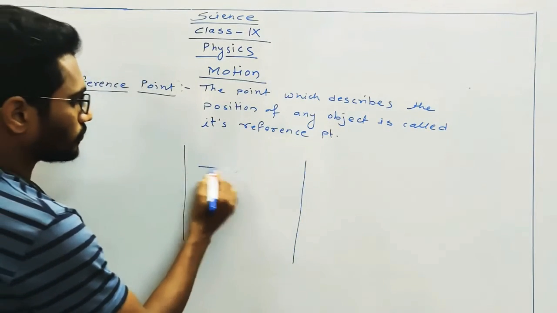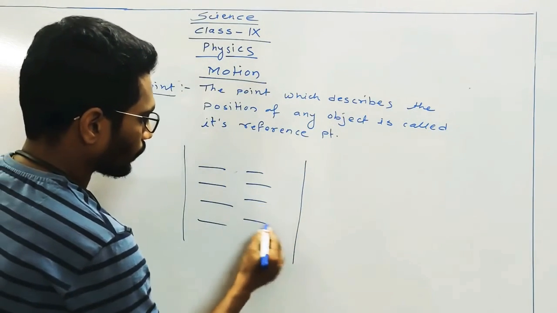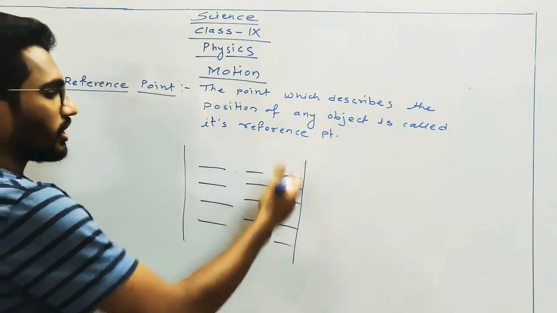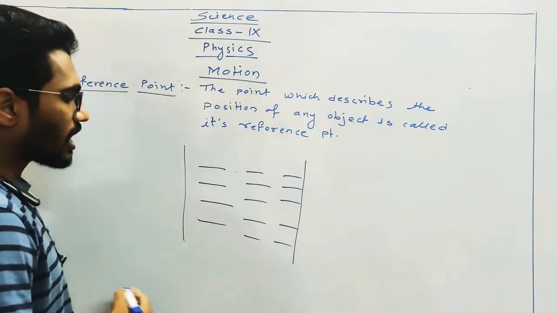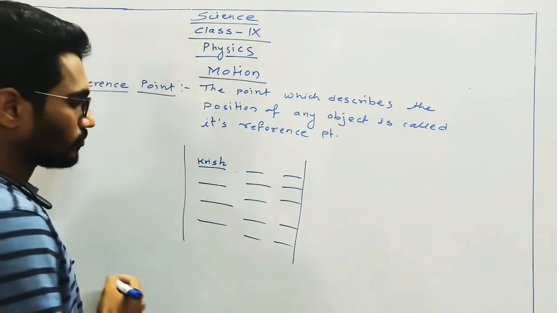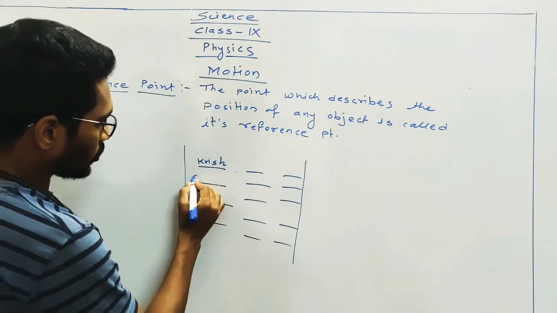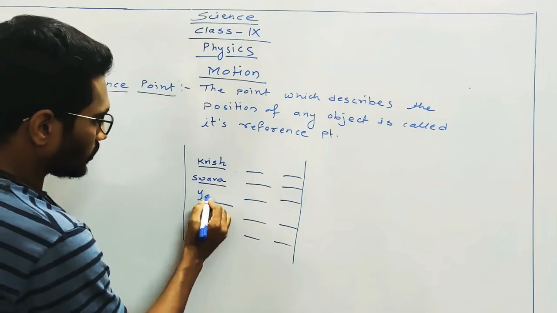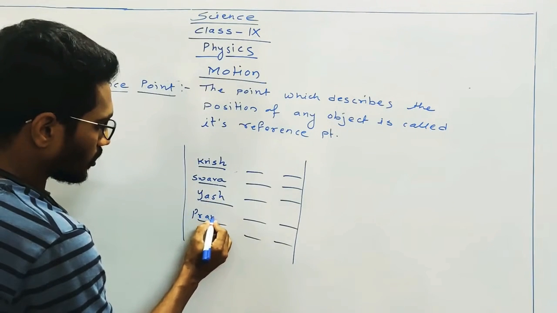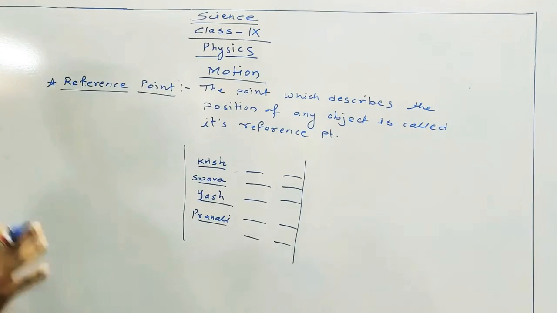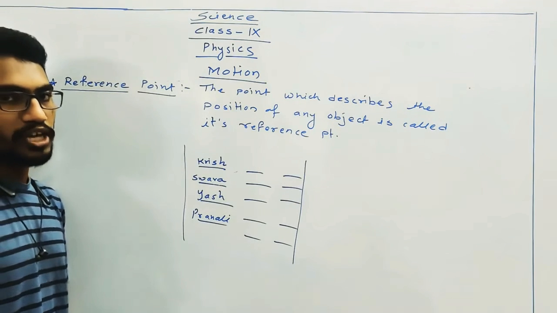suppose this is your classroom. So this is the particular sitting arrangement in your classroom. So for example, Krish is sitting here. Okay. For example, Swara is sitting here. Yes. For example, Yash is sitting here. Pranali is sitting here. Okay. So then what is the position of Krish? How does Krish describe his own position? So maybe in this way.